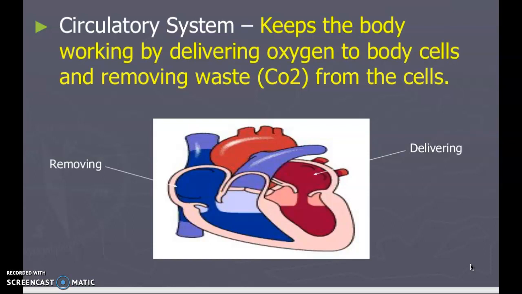So the circulatory system keeps the body working by delivering oxygen to the cells and removing carbon dioxide from the cells. Now, oftentimes you'll see the heart depicted in textbooks as being blue on one side and red on the other. That does not mean that your heart is blue and red. Oftentimes, you'll also even hear people say that your blood is blue when it's in your body and low on oxygen. That is not true either.